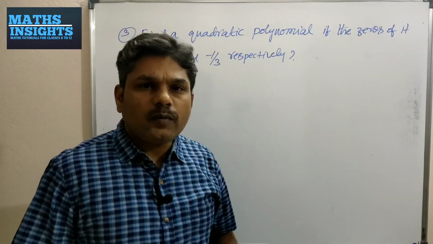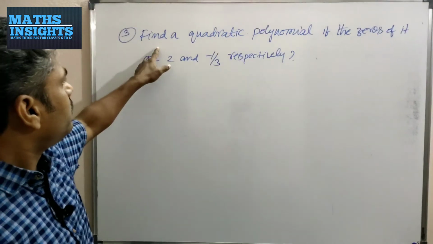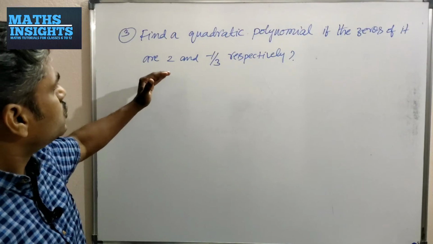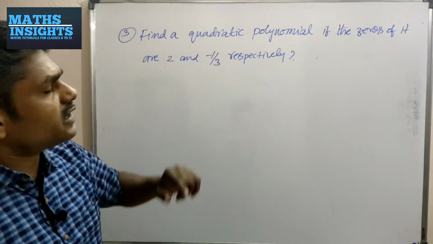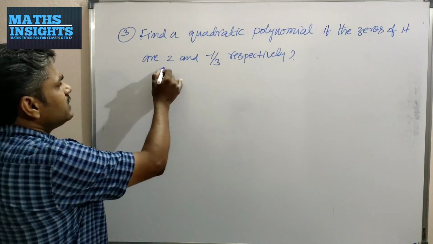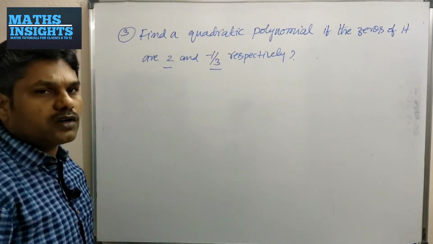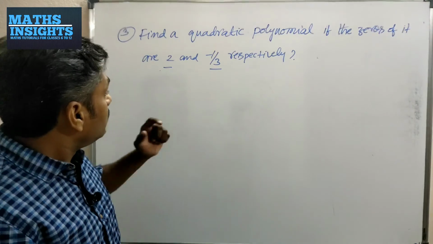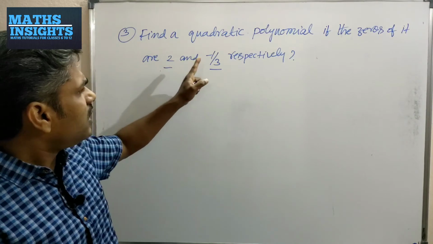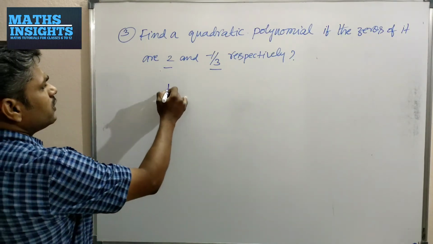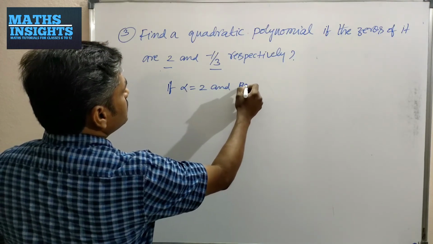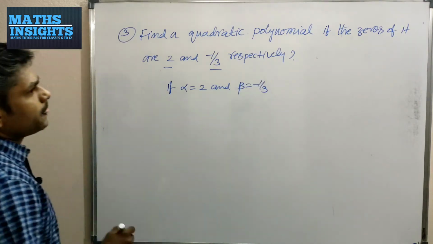I am taking another problem: find a quadratic polynomial if the zeros of it are 2 and minus 1 by 3 respectively. See, care should be taken here. These are not the sum and product of the roots. They are giving individual zeros. Let this be alpha and this be beta, where alpha is equal to 2 and beta is equal to minus 1 by 3.